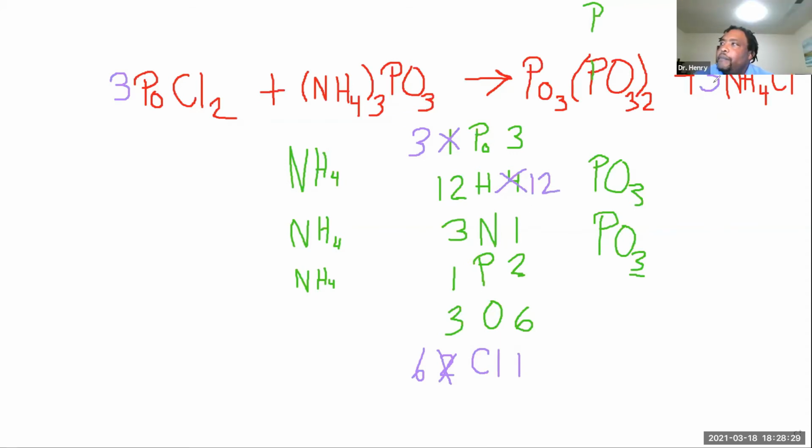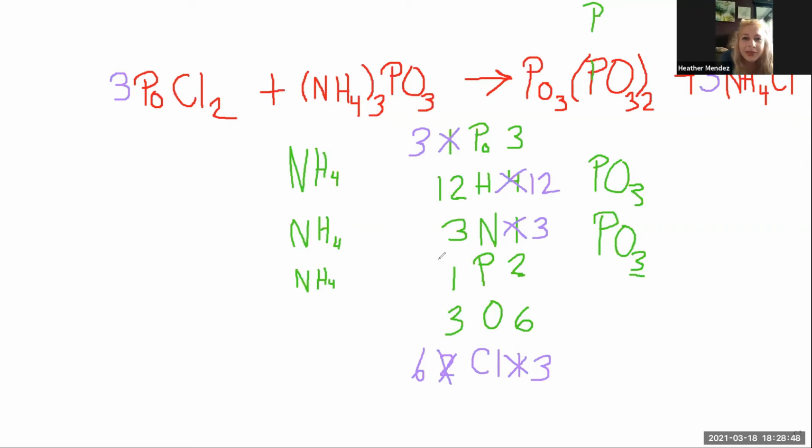Let's balance nitrogen. So how many nitrogens do we have now? 3. Okay, let's balance chlorine. How many chlorines do we have? 3. Let's go to oxygen. Now we have the phosphorus. We have 2 on the product side and we have 1 on the reactant side. What do I need to do? Add a 2 in front of the NH4PO3.